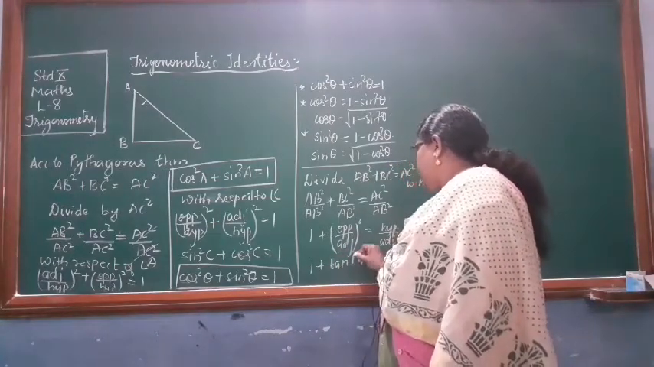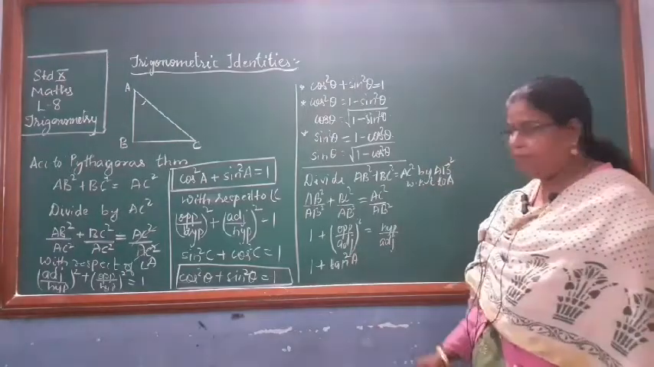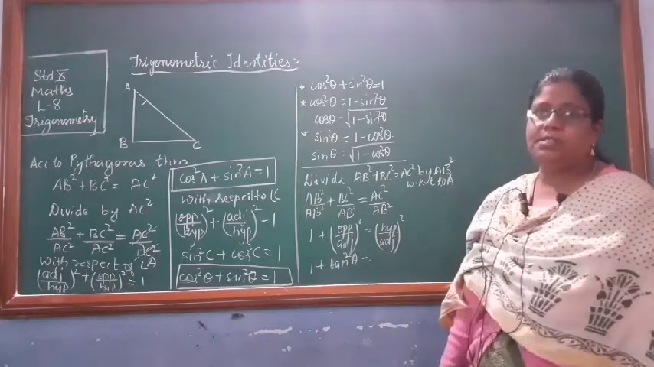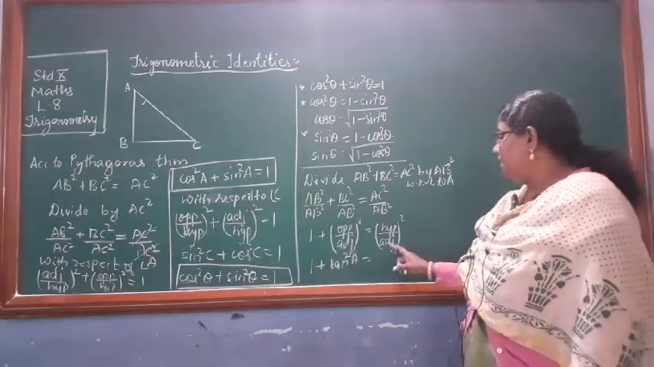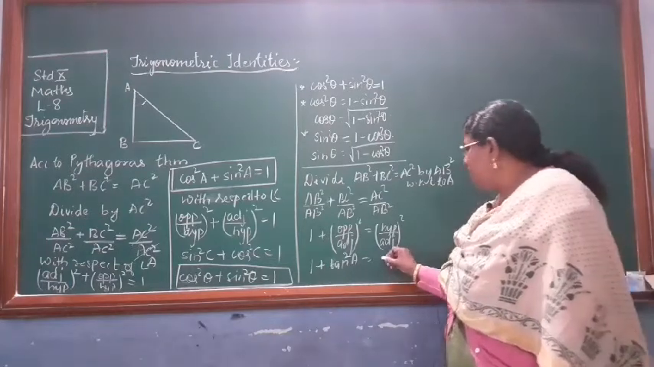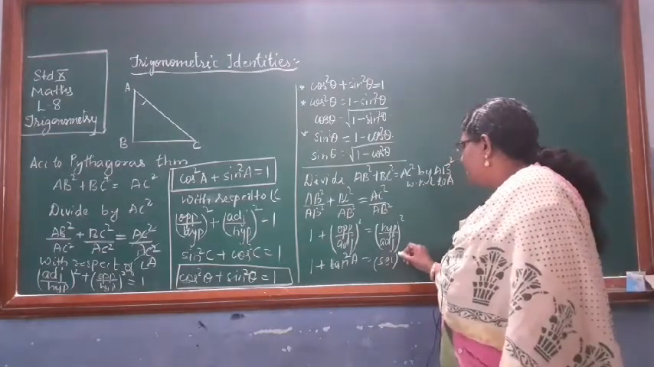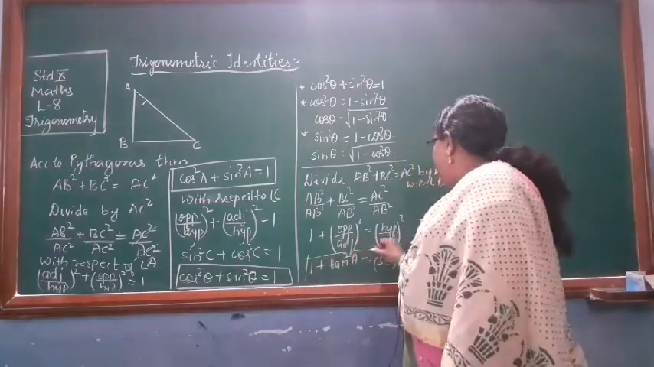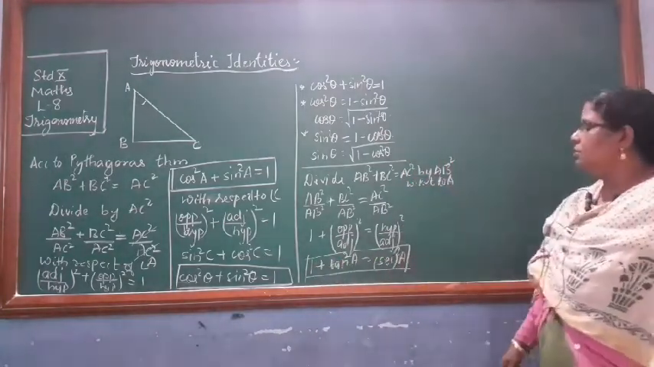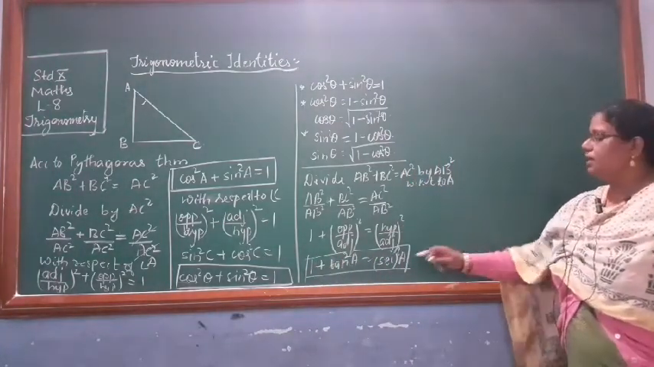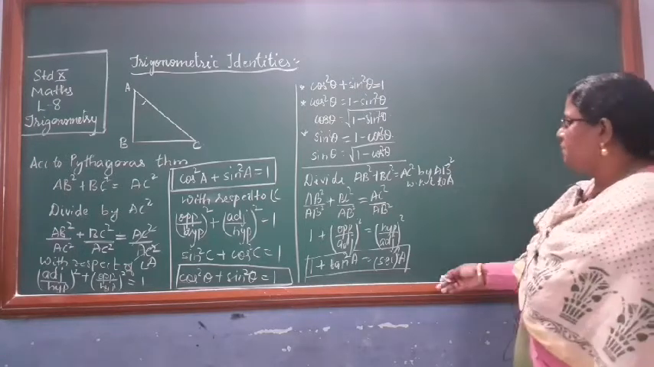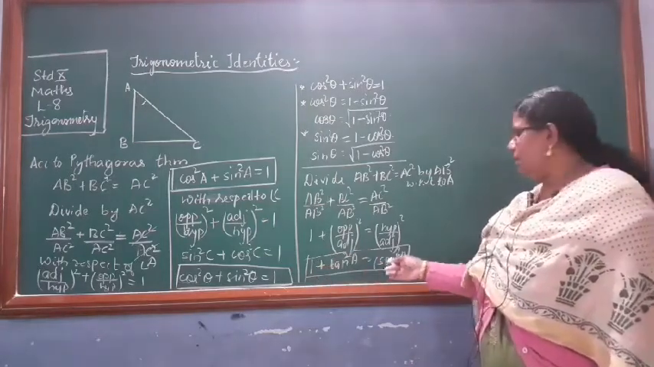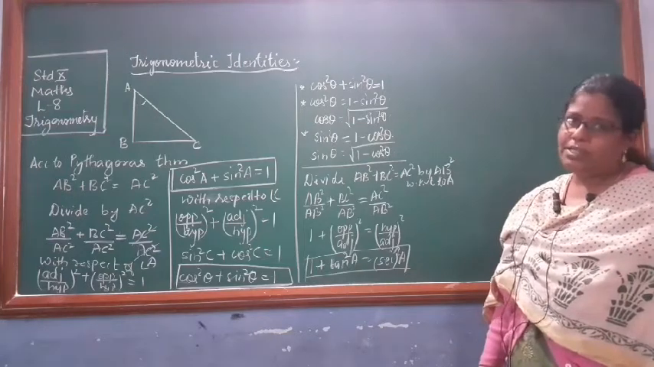tan A, tan square A equal to what is hypotenuse upon adjacent, hypotenuse upon adjacent. That is sec, it will be equal to sec square A. So you got this 1 plus tan square A is equal to sec square A. This is another identity, with respect to A. Even with respect to C you will get tan square C plus 1 equal to sec square C.